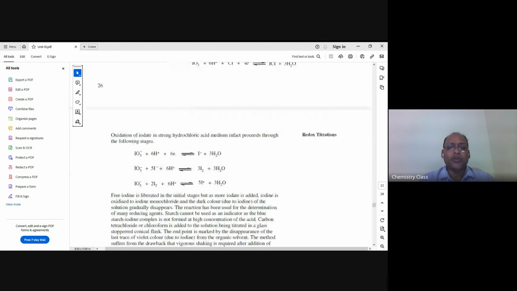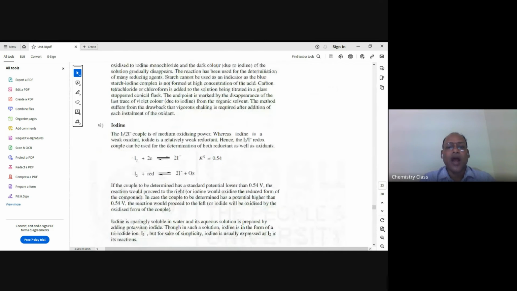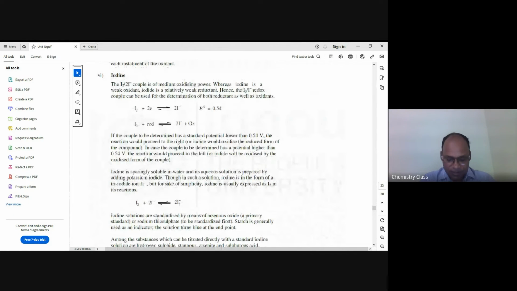Okay, now we'll come to the point. Iodine. Iodine is a strong oxidizing agent. As you know, the halogen group, fluorine, chlorine, bromine, iodine, are all powerful oxidizing agents. The I2 or iodine couple is of medium oxidizing power, whereas iodine is a weak oxidant compared to the others. As we come down the group, oxidizing power decreases.